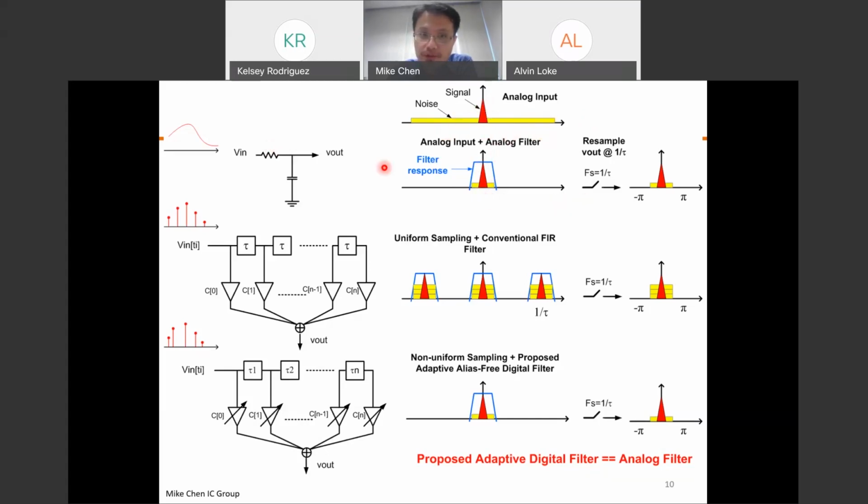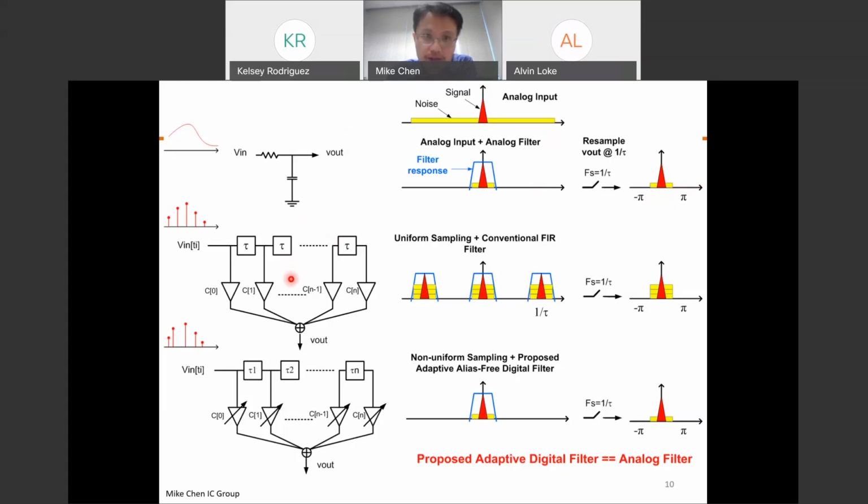So afterwards, if you put a conventional ADC, which is a uniform sampling ADC, what you're going to get is your signal, which is very nice, and you also get this one copy of the noise, which is inside the band of that low pass filter. Okay, so nothing wrong with that. That's probably the most basic ADC that we've been doing.